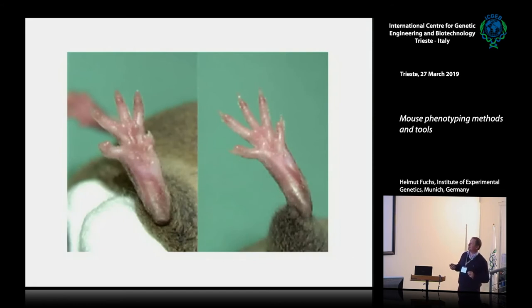So this is really something where you have to observe the mice very, very carefully. But you can see that there the digit starts right here, and there is still some skin which is not present in this mouse right here.